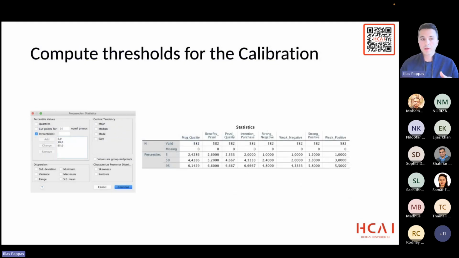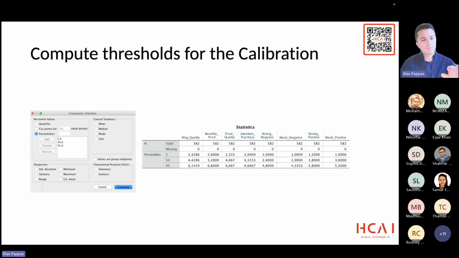First step is calibration. So I need to decide my thresholds for the calibration. And I'm using SPSS here to just calculate the percentiles, 5th, 50th, and 95th percentile. So the fully in, intermediate, and fully out. And as you will see from the values, some are very close to the 2, 4, 6 Likert scale values that I mentioned earlier. Some are not. Now, why is that happening?